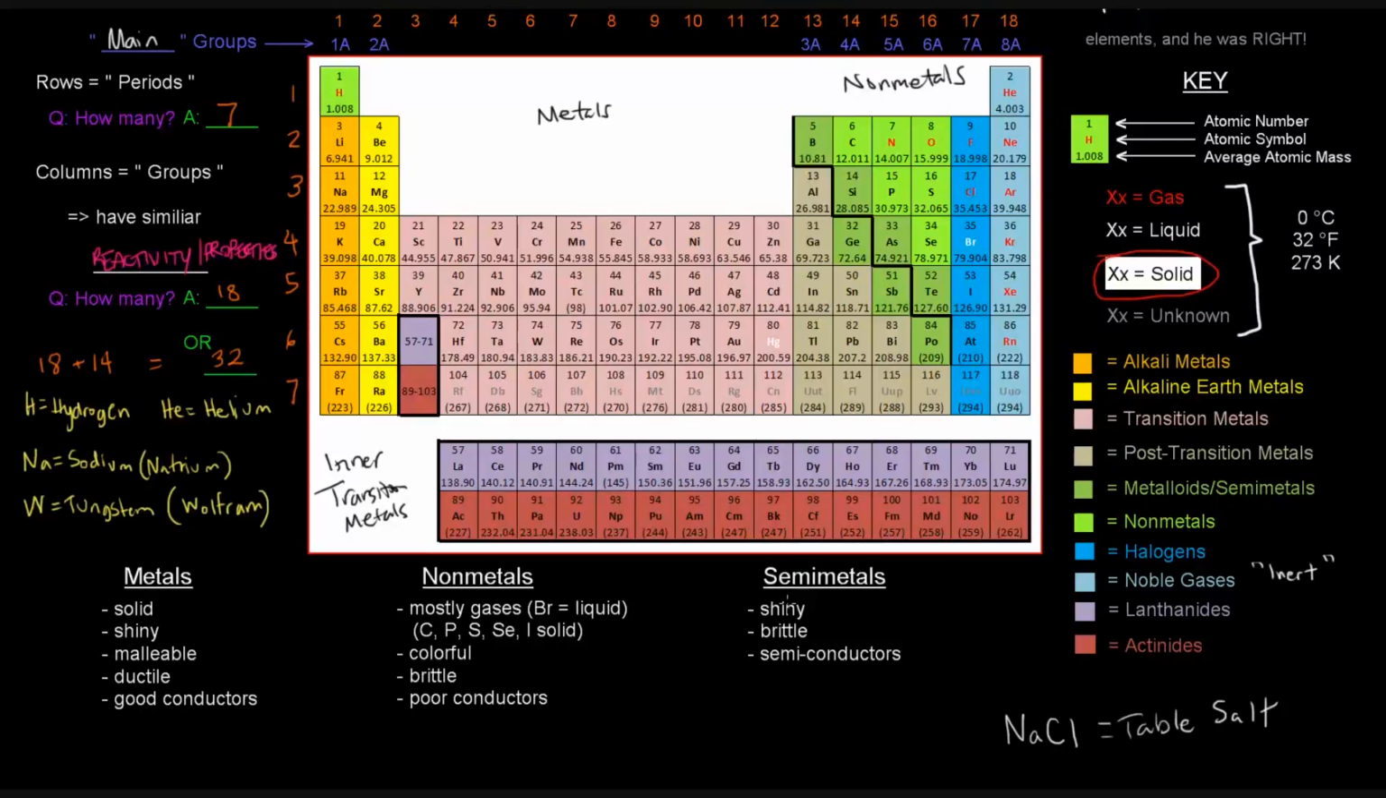Semi-metals kind of have the traits of both, right? They're shiny like metals are, but they can be brittle like nonmetals are, and they're semiconductors. They're not really good conductors and not very good insulators, so they're somewhere in between. And yeah, that's about it.